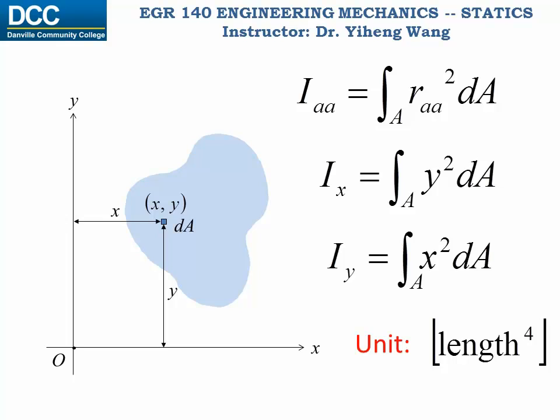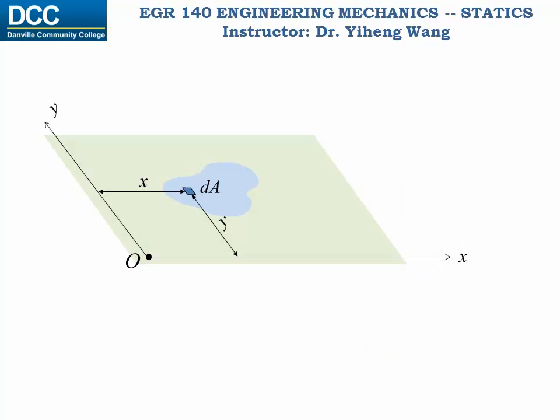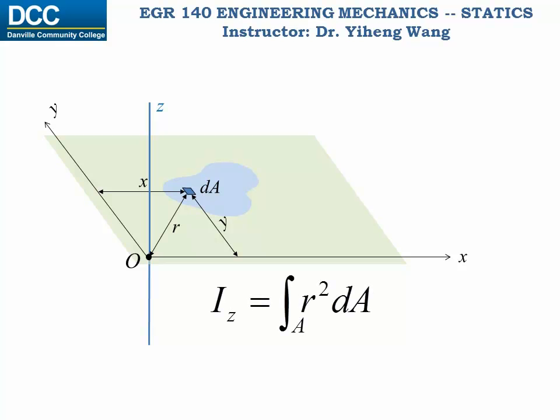Sometimes you may want to find the area moment of inertia about a point, say point O, when indeed we are trying to find the area moment of inertia about a z-axis that is perpendicular to the xy plane and passes through point O. The perpendicular distance from the differential element to the z-axis is r, and according to the same definition, Iz equals the integration of r squared dA.